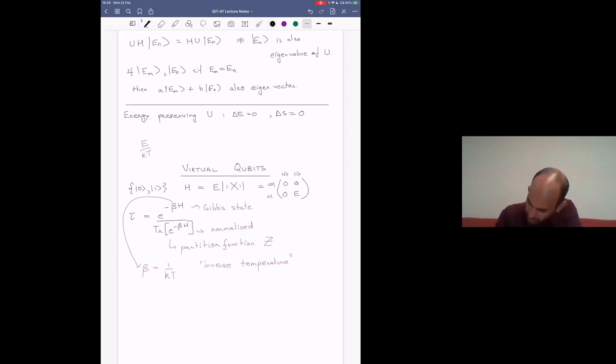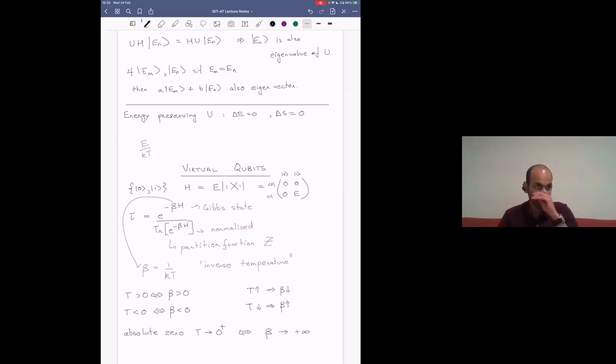Important things to remember: if T greater than zero, then beta is greater than zero, and T less than zero means beta less than zero. It's both ways, of course. And finally, T increasing implies that beta is decreasing. T decreasing implies that beta is increasing. So for example, absolute zero, which is the limit as T goes to zero from the positive side, is the same as beta going to plus infinity. So a system that is very, very cold is effectively one in which beta is approaching an unbounded quantity, approaching plus infinity.